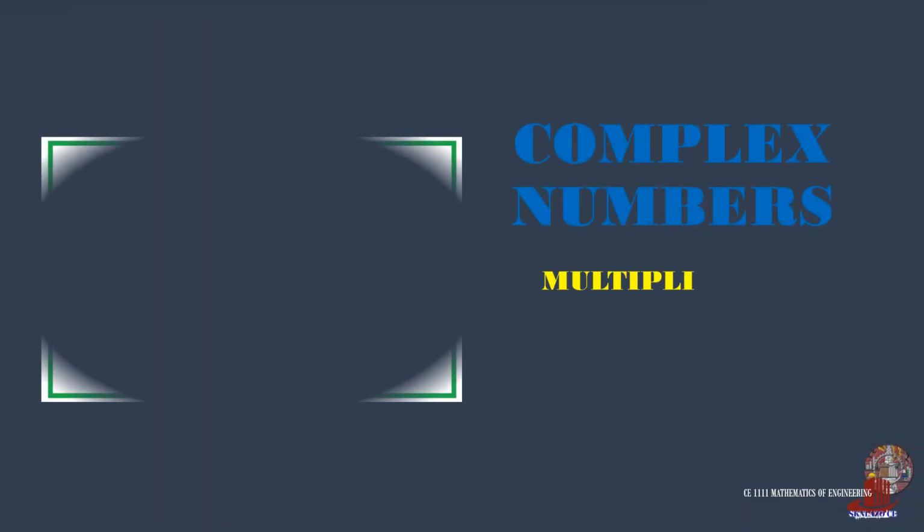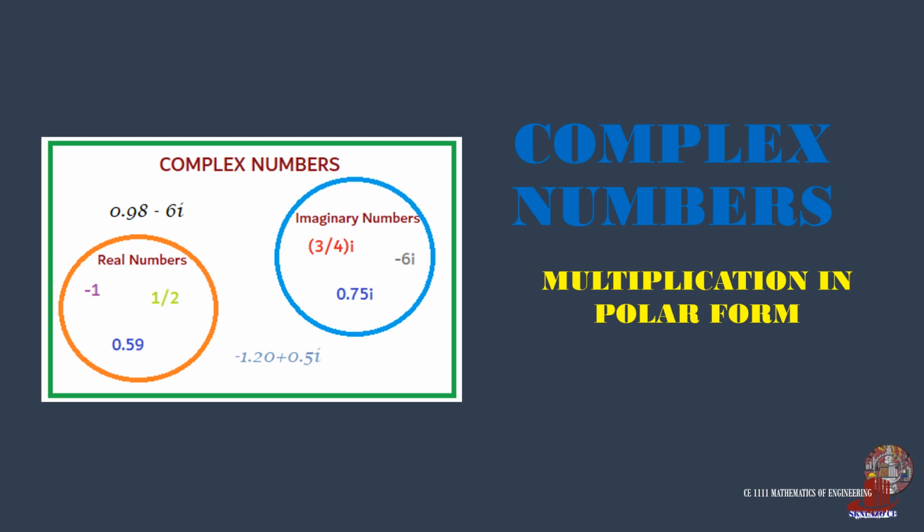Division of complex numbers in polar form follows a simple procedure similar to multiplication.